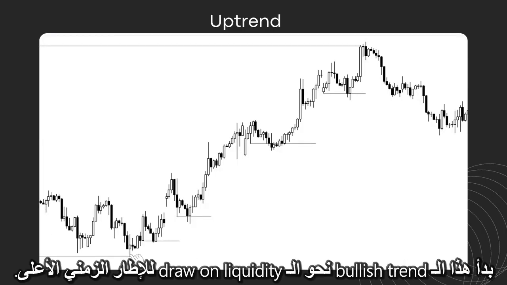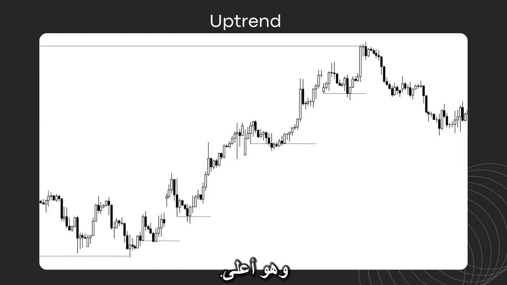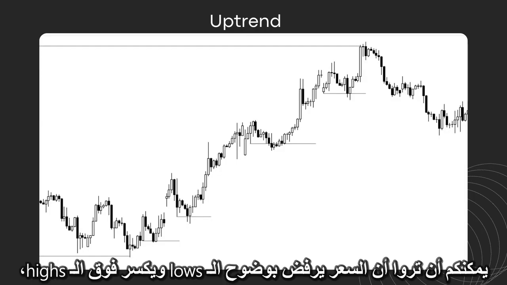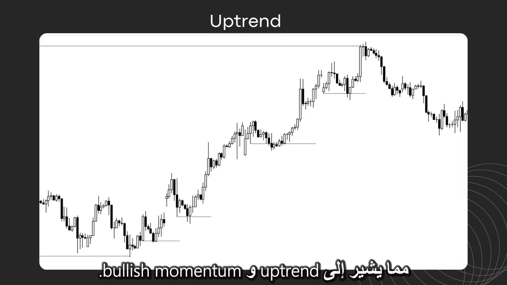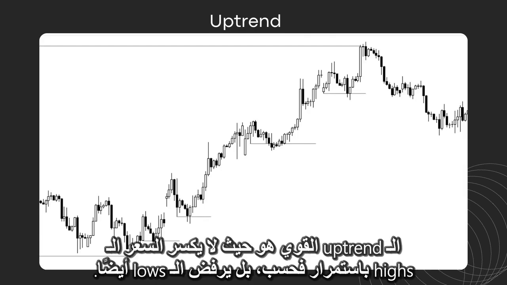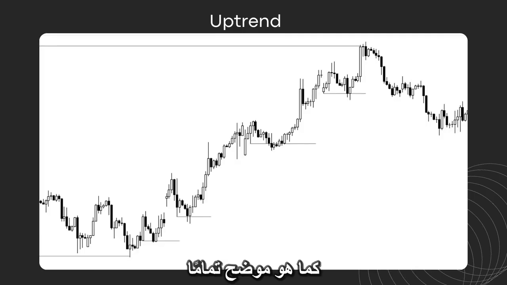Moving on, right here you can see that as soon as price took out this low, it started this bullish trend towards the higher time frame drawn liquidity, which is this high. You can see that price is clearly rejecting lows and breaking above highs, which suggests an uptrend and bullish momentum. A strong uptrend is where price is not only consistently breaking highs but also rejecting lows, just as shown right here.